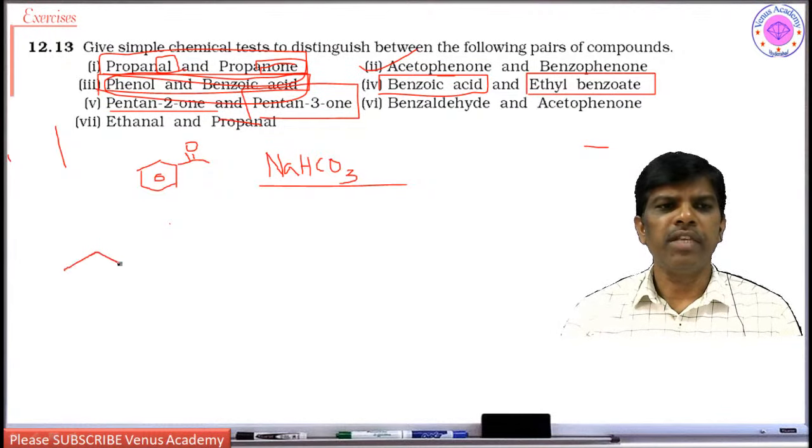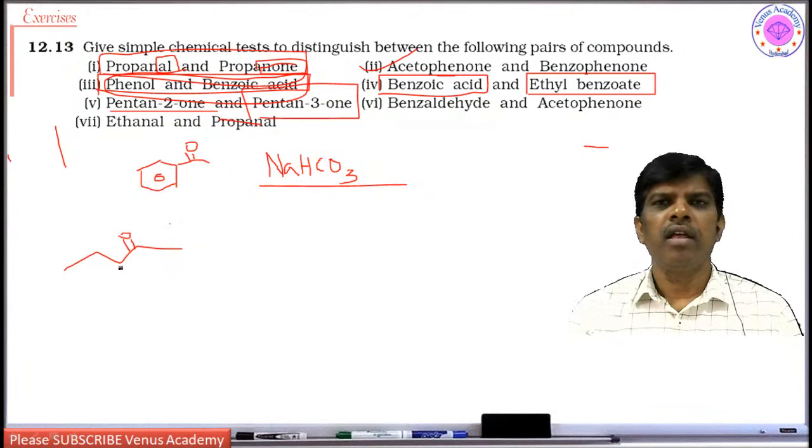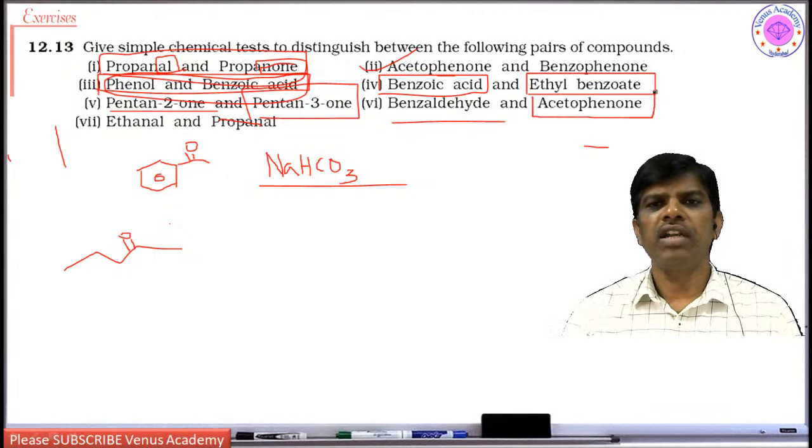So pentan-2-one, pentan-3-one. 2-one is a methyl ketone. Yes, so methyl ketones give the haloform test. 3-one is going to be here, so 3-one is not going to give the haloform test. Benzaldehyde and acetophenone. So what is the reaction?